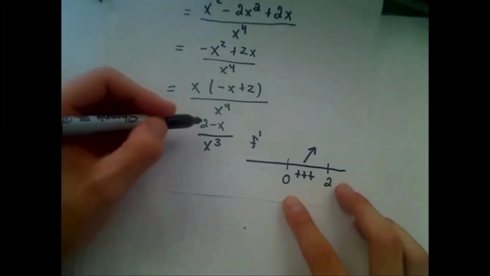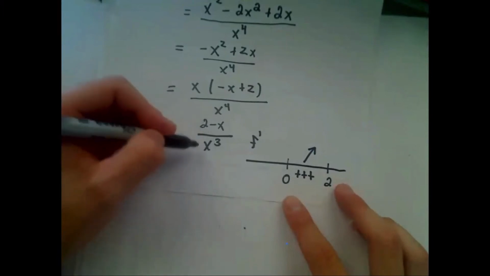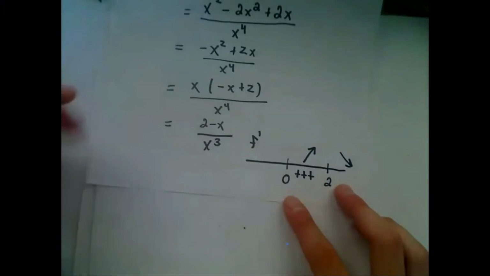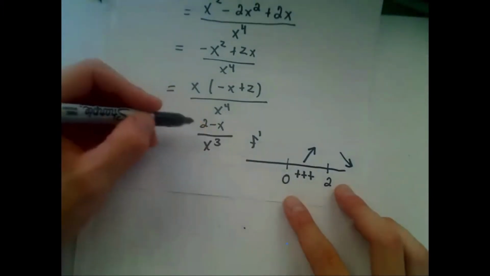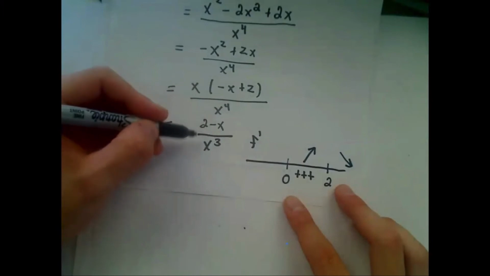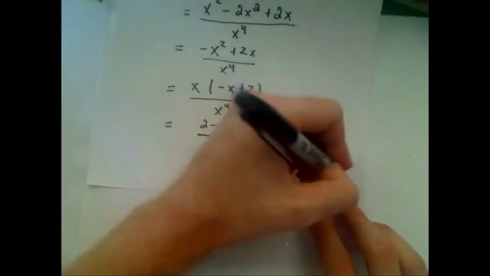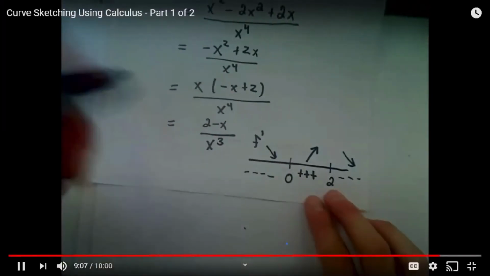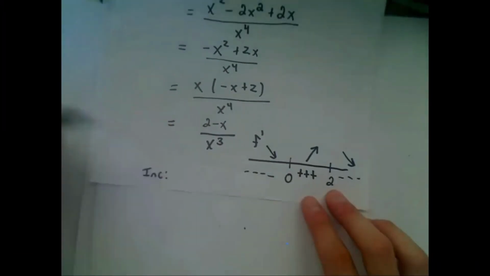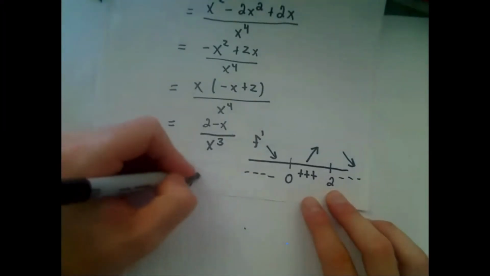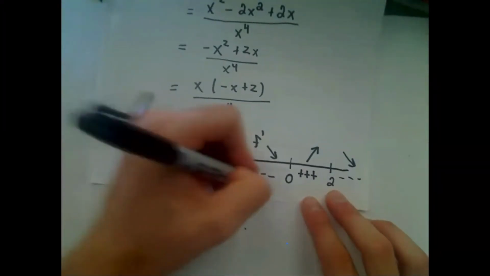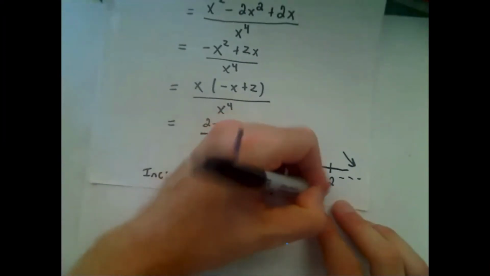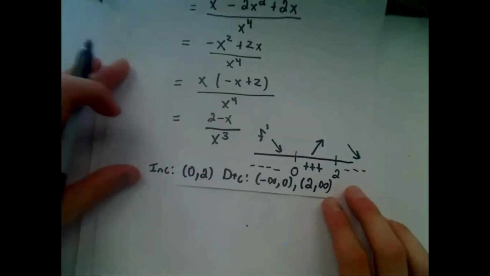If you take a number larger than 2, okay, well, the numerator is going to be negative. The denominator is still positive. So that means the function is decreasing after 2. If you take a negative number, say negative 5, well, the numerator is going to become positive, but the denominator will become negative. So that means the function is decreasing. So now we know that our function f is increasing on the interval 0 to 2, and it's going to be decreasing on the interval negative infinity to 0, and then from 2 to infinity.